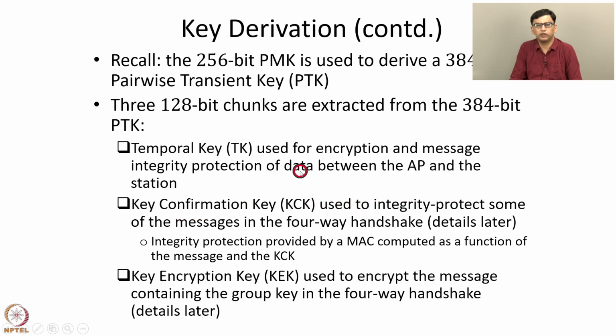And then the third chunk of 128 bits is the key encryption key. It is used to encrypt the message containing the group key in the 4-way handshake. The group key is a key that is used to send broadcast messages securely. Broadcast messages are those which are sent from the transmitter to all the other nodes in the Wi-Fi network. So, for securing these broadcast messages, the group key is used, and the key encryption key is used to encrypt the message containing the group key in the 4-way handshake.